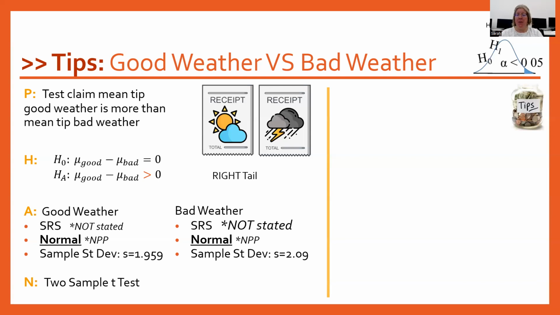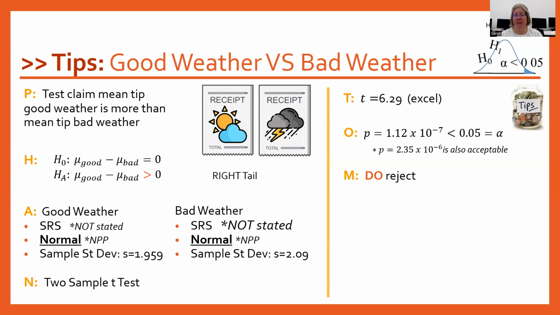Now, because I have two completely separate and distinct groups, I have a two-sample t-test. I went to Excel and I calculated our test statistic as t is equal to 6.29. For our p-value, you're going to see I have two different p-values listed here on the slide. I have p is equal to 1.12 times 10 to the negative 7, and p is equal to 2.35 times 10 to the negative 6. The reason that there are two p-values here is that there are actually two different ways you can calculate a p-value for a two-sample t-test. The first one that's listed there, 1.12 times 10 to the negative 7, is an exact p-value.